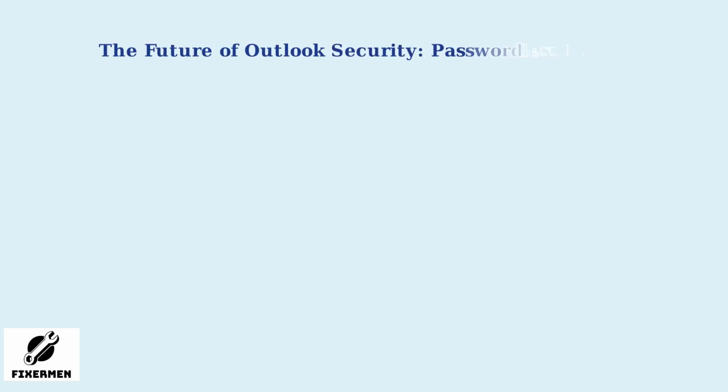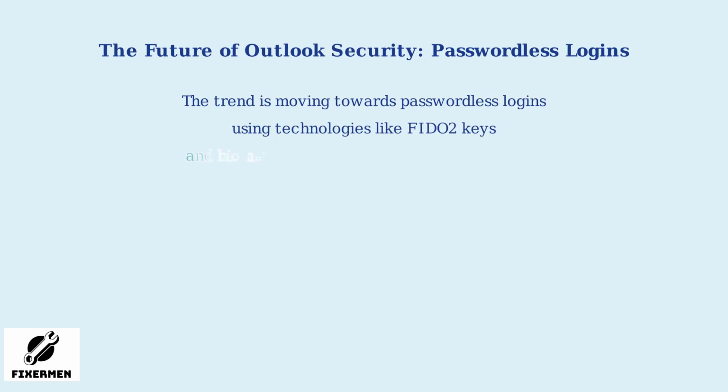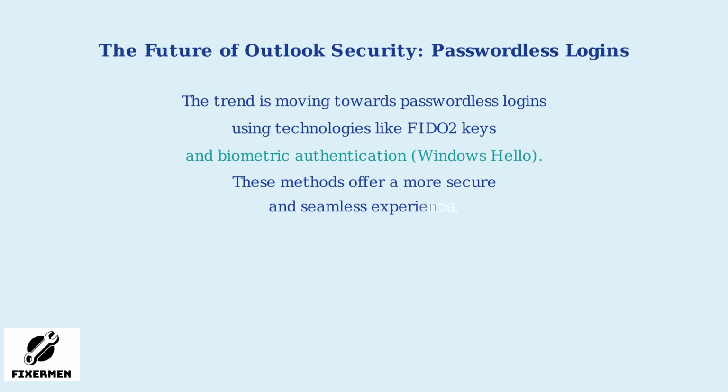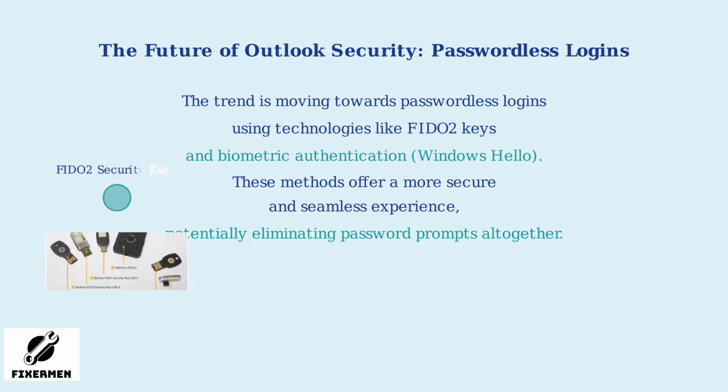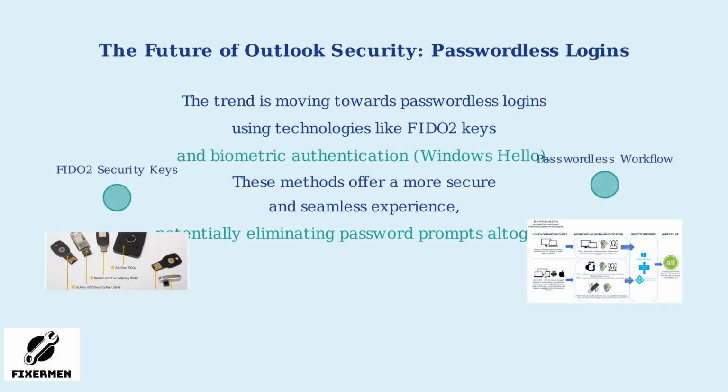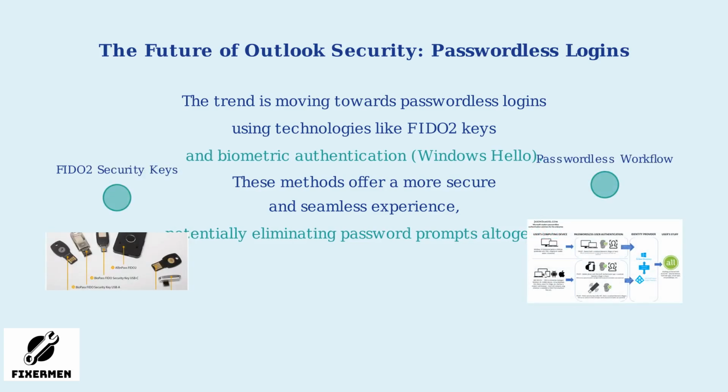The future of Outlook security lies in passwordless logins, moving away from traditional passwords towards more advanced technologies. FIDO2 security keys provide a physical method to authenticate using cryptography that can't be easily compromised. These keys work with Outlook to verify your identity without requiring a password each time. Biometric authentication, such as Windows Hello, uses your fingerprint, face, or iris recognition to log in seamlessly.